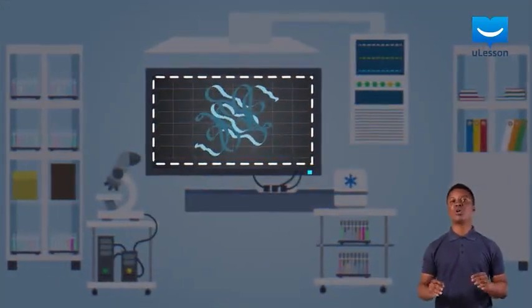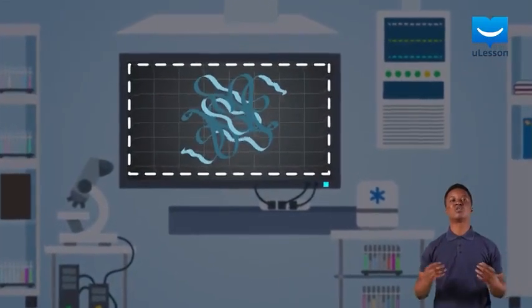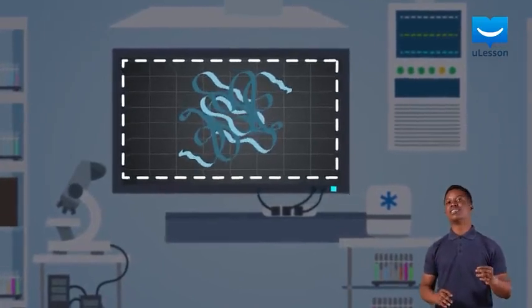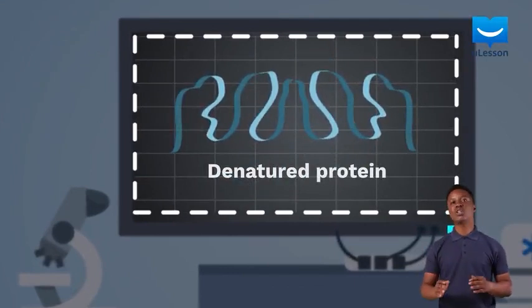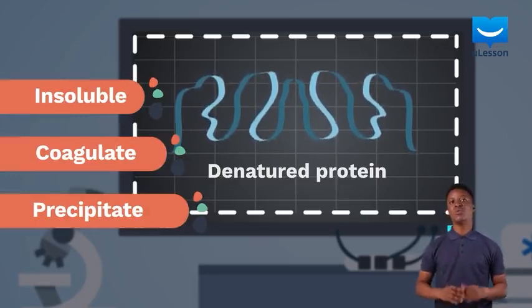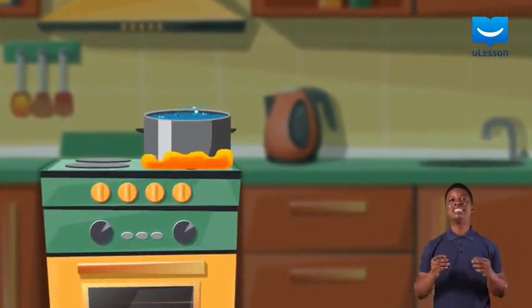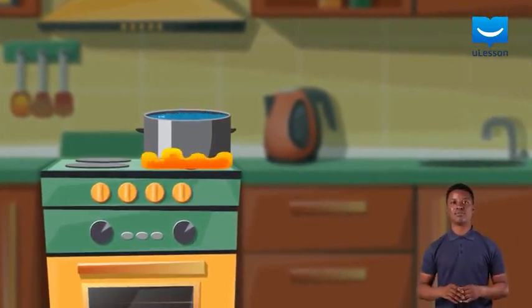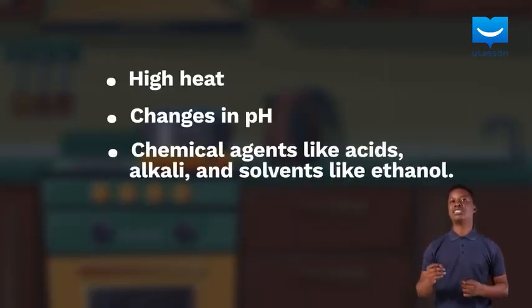Also, because the structure of a protein is very important to its functions, proteins lose their functions when their structures are altered. Proteins are said to be denatured when they lose their molecular structure. Denatured proteins become insoluble, coagulate, and precipitate out of the solution. We can observe this phenomenon when we boil an egg. The proteins in the egg white become denatured and clump to form a solid. Proteins can be denatured by high heat, changes in pH, or when they are treated with chemical agents like acids, alkalis, and solvents like ethanol.